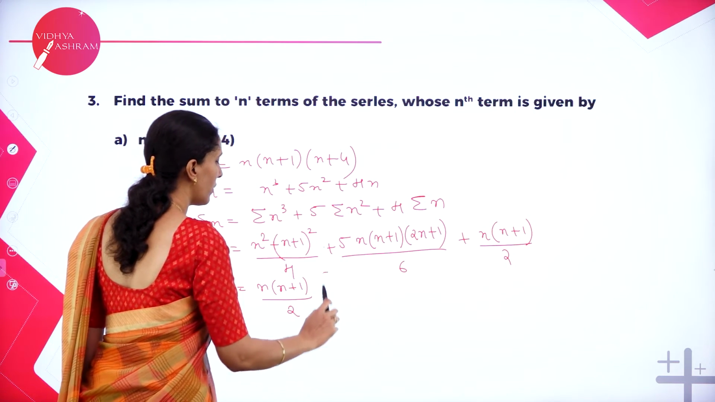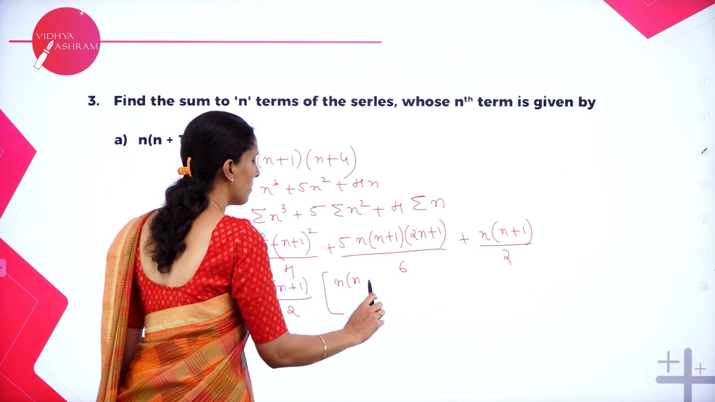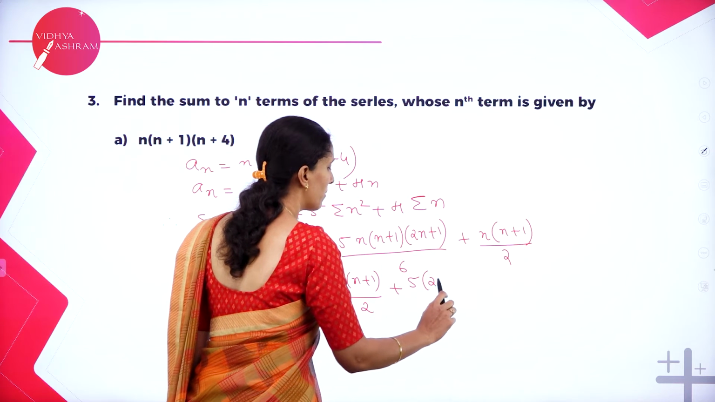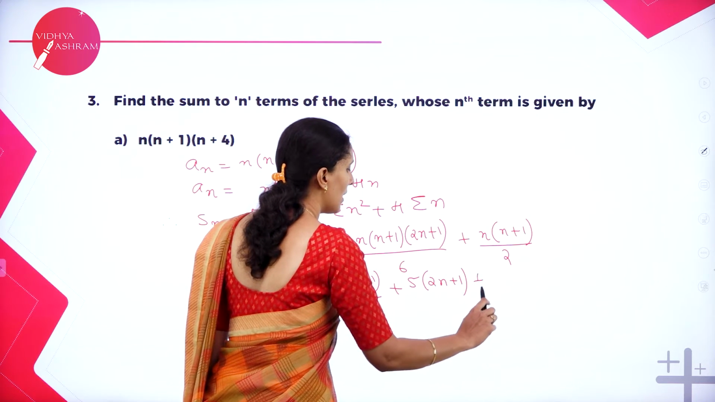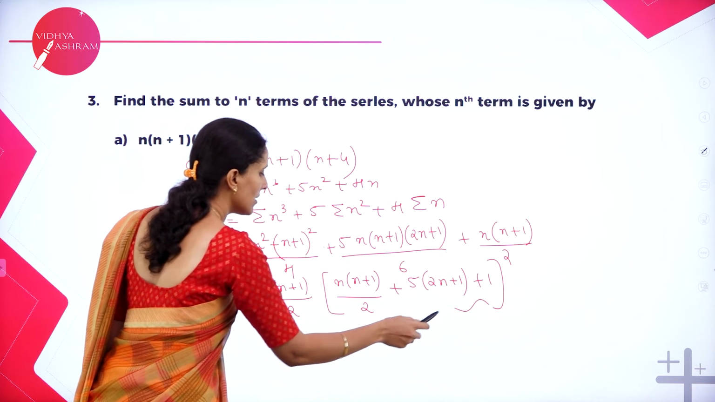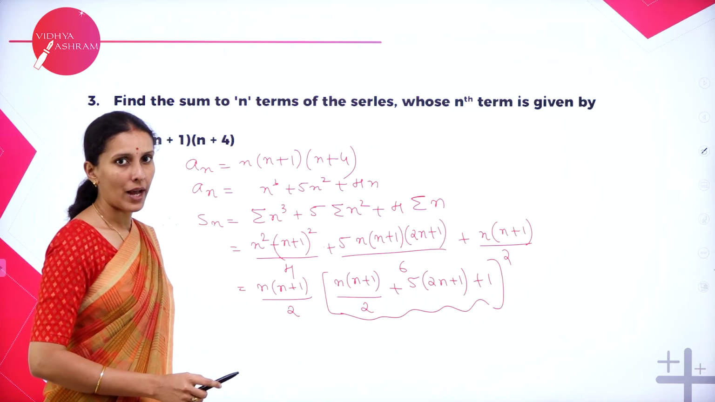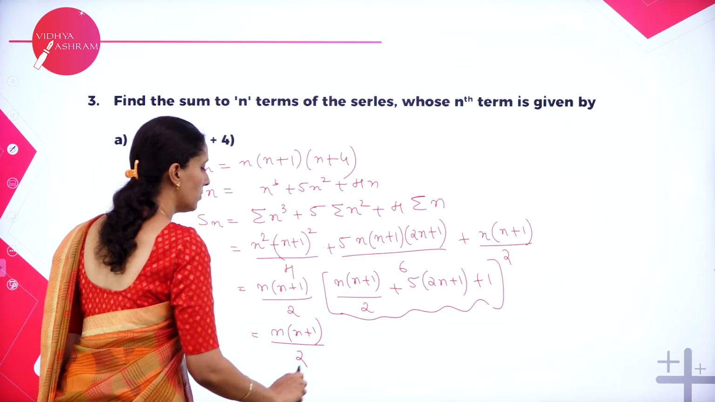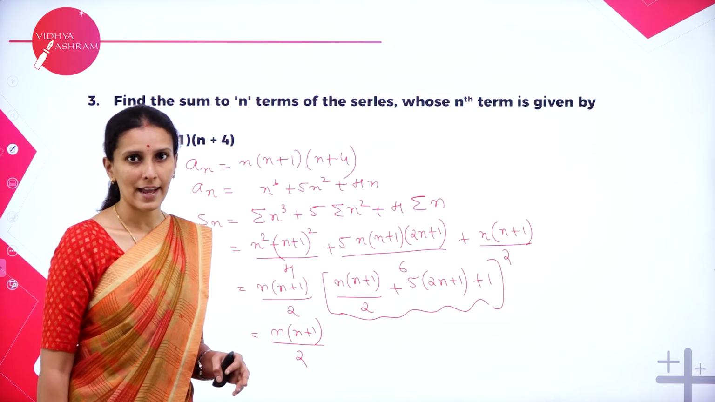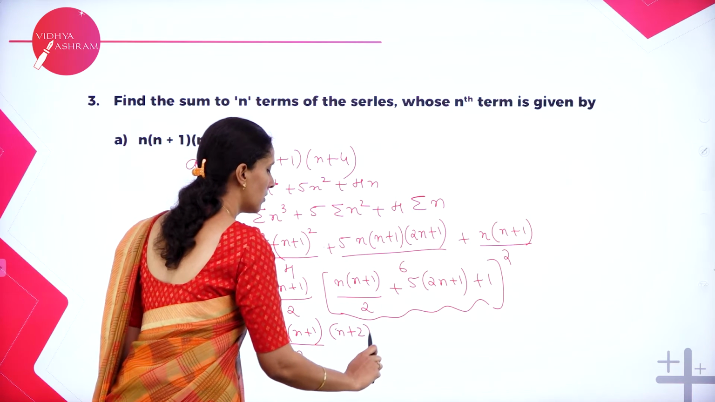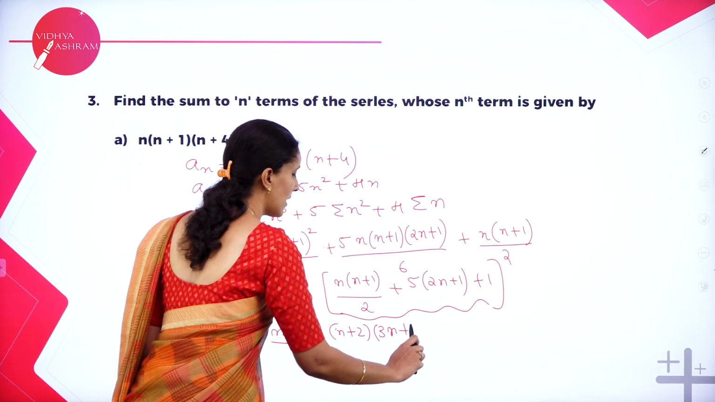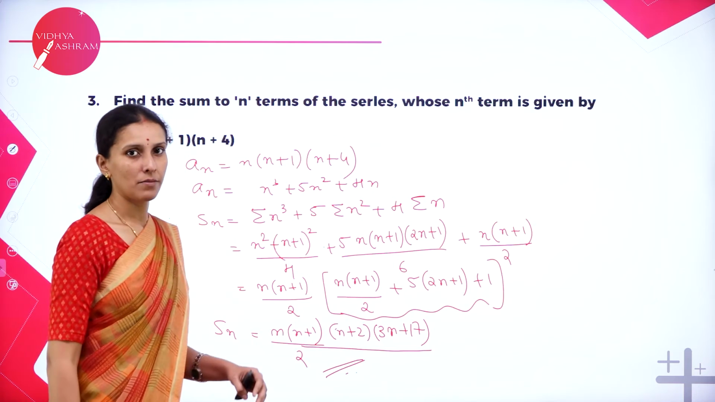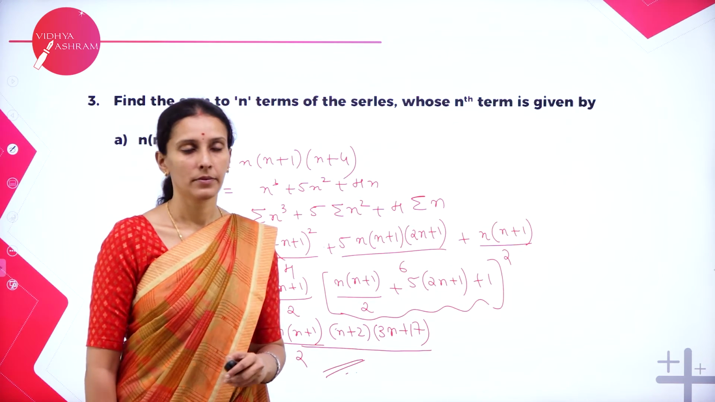So then you are left with n into n plus 1 by 2. Here you have 5 into 2n plus 1 plus 1. On solving this, you will get the value as n into n plus 1 divided by 2. And here you can write this as n plus 2, 3n plus 17. So this is the summation of nth terms of the given term.